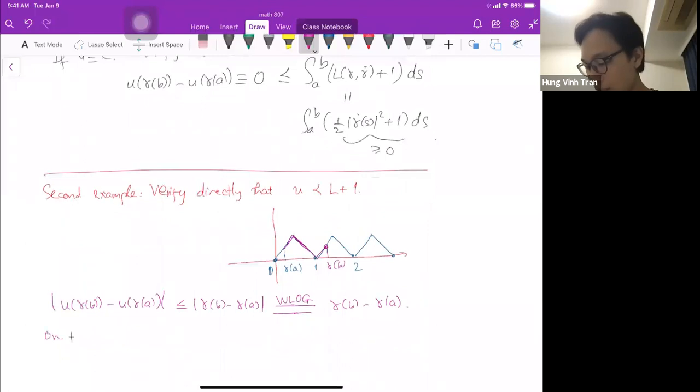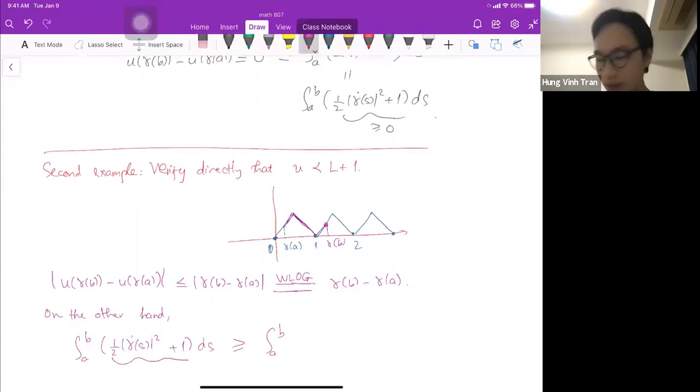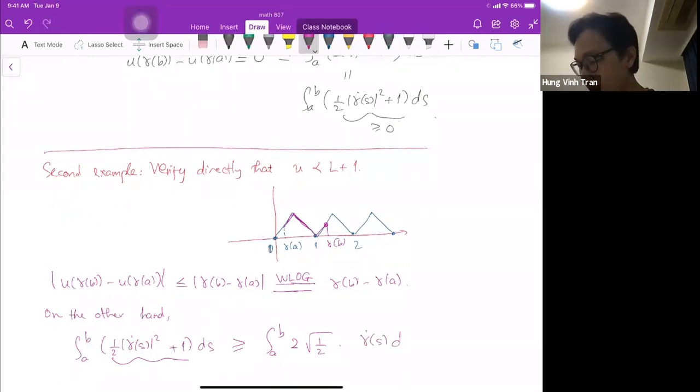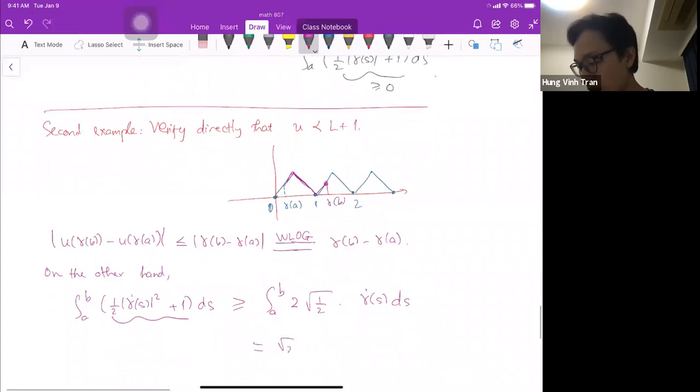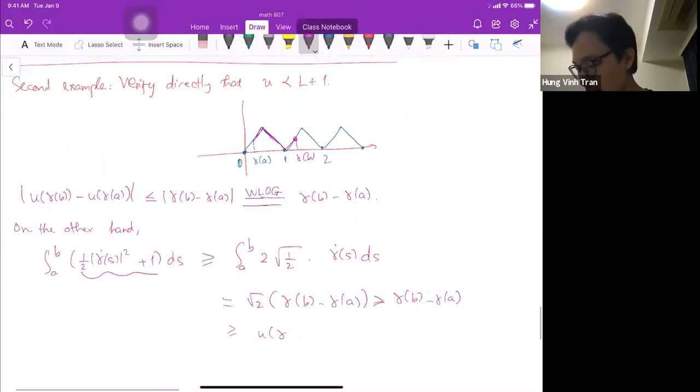Now, on the other hand, you can do a simple Cauchy-Schwarz inequality, if I'm not mistaken. This is going to be greater than or equal to the integral from I to B. Just using Cauchy-Schwarz here, it's going to be greater than or equal to 2 times the root of 1/2 times gamma dot of s ds, right? So this gives us root of 2 times gamma B minus gamma I. So it's clearly greater than gamma B minus gamma I, and clearly greater than or equal to u of gamma B minus u of gamma I. Okay, so we are done.